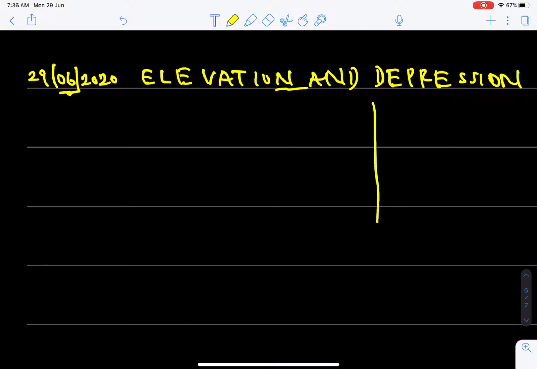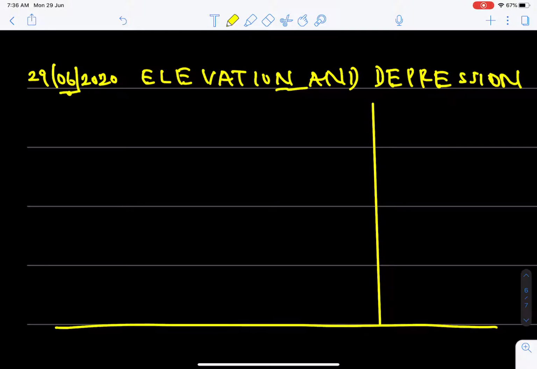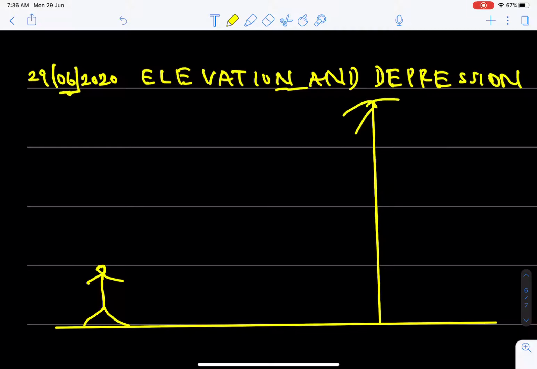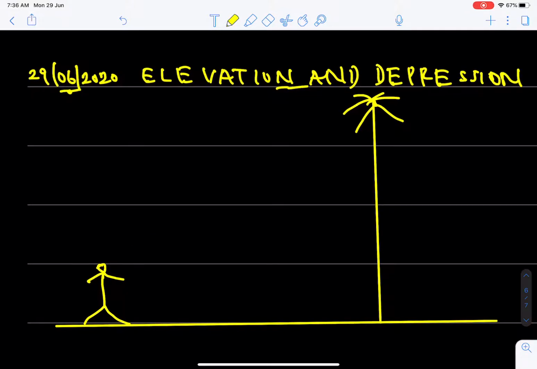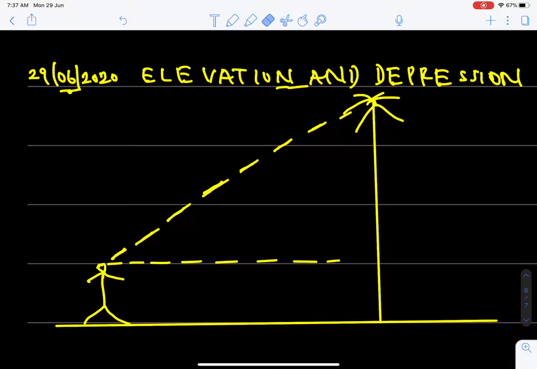Now, very quickly, this is what an angle of elevation describes. If a tree stands here on level ground and somebody stands here and looks at the top of the tree, I want to use broken lines to show his line of sight at the top of the tree. The angle which this broken line makes with the horizontal at his neck is called an angle of elevation.